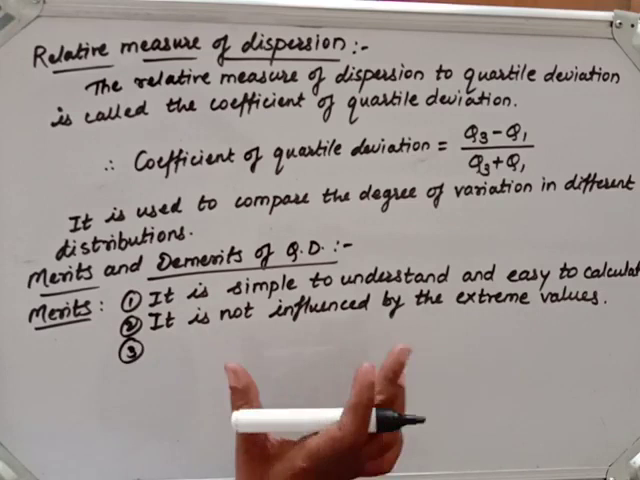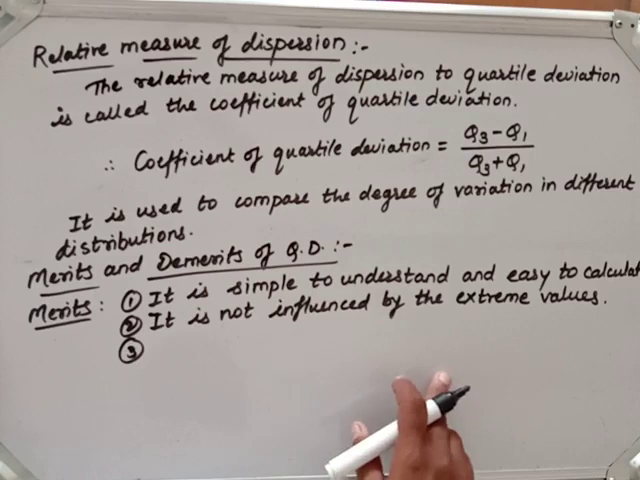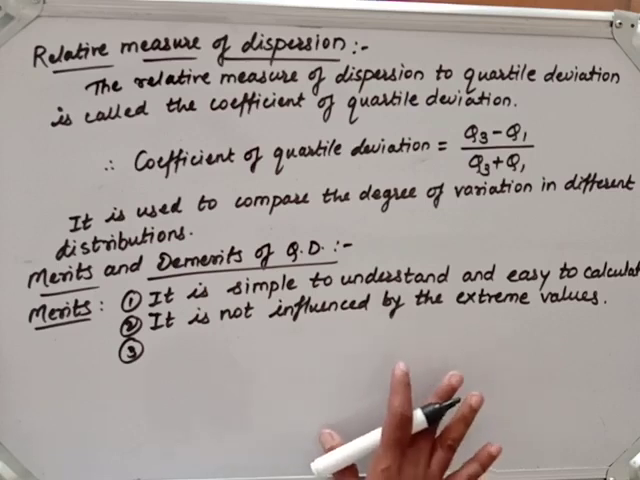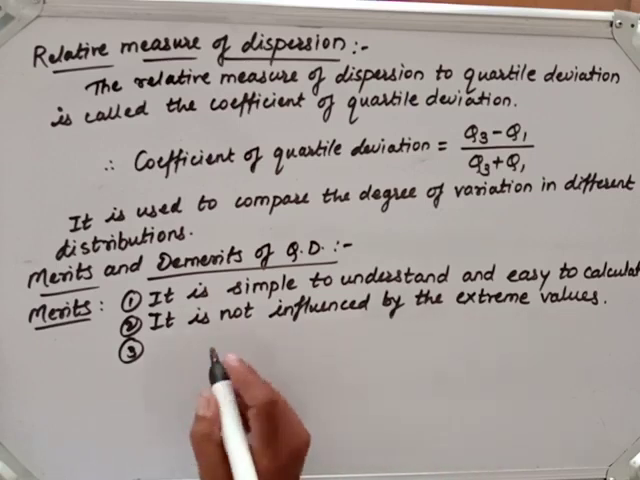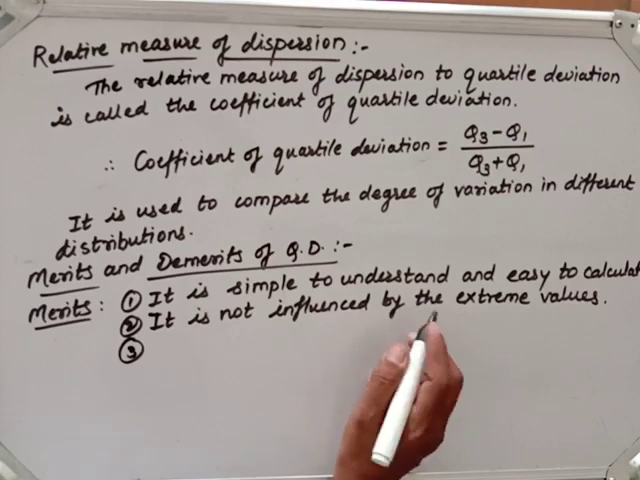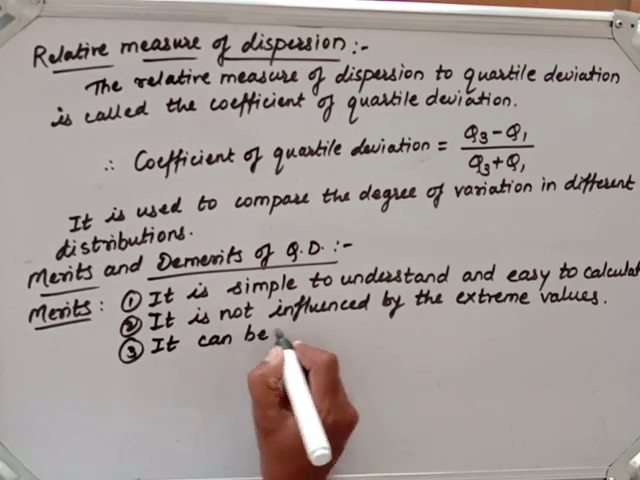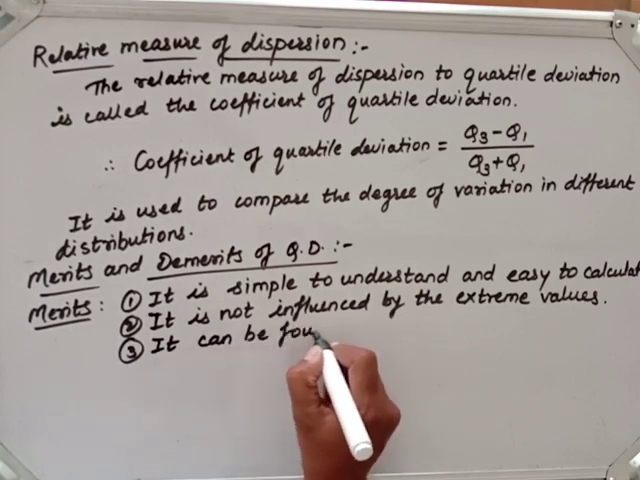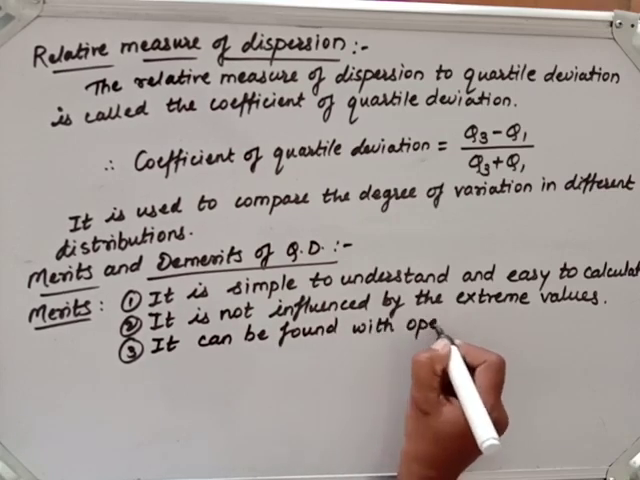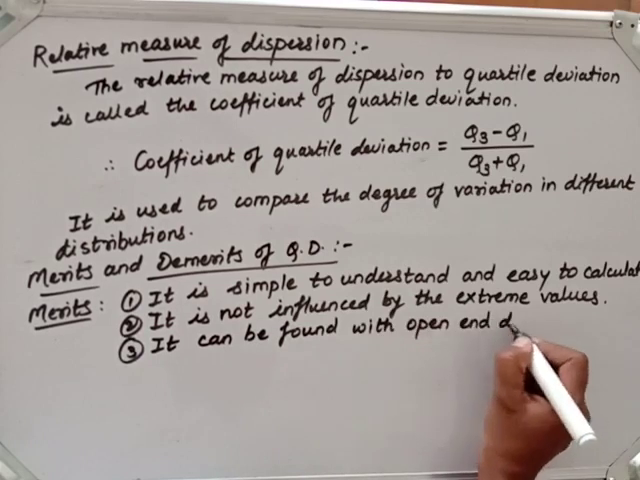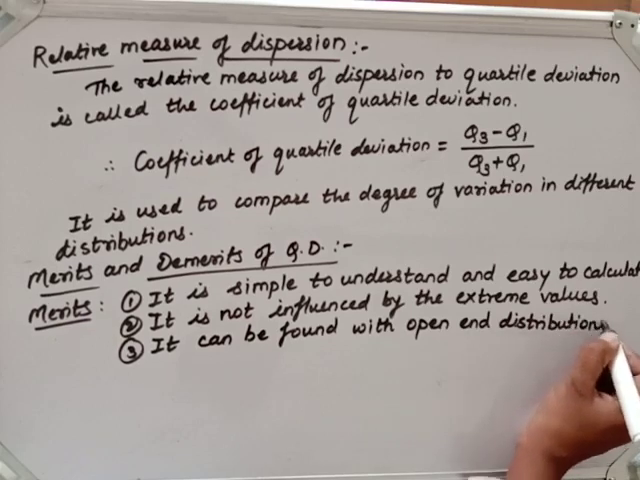As it is the middlemost part, the lowest 25% and highest 25% of the items are eliminated here. So in between that the data is considered here. That's why it is not influenced by the extreme values. Now the third one, it can be found with open end distribution also. Wherever the open end classes are there, that time also we can determine the quartile deviation.